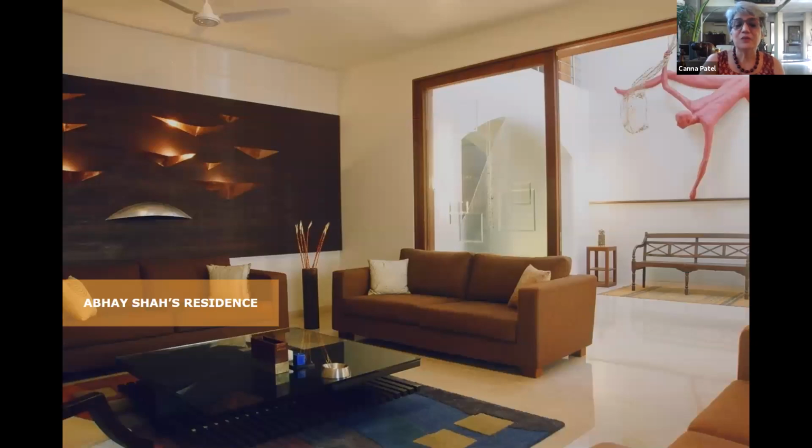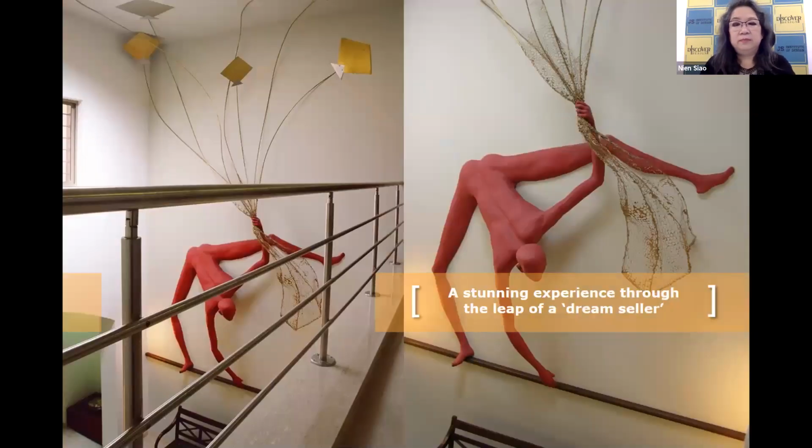Again, a house in a bungalow scheme. The houses would be identical. It is only interiors which would provide you the variation. And we thought that the vestibule could be beautifully marked with this sculpture.